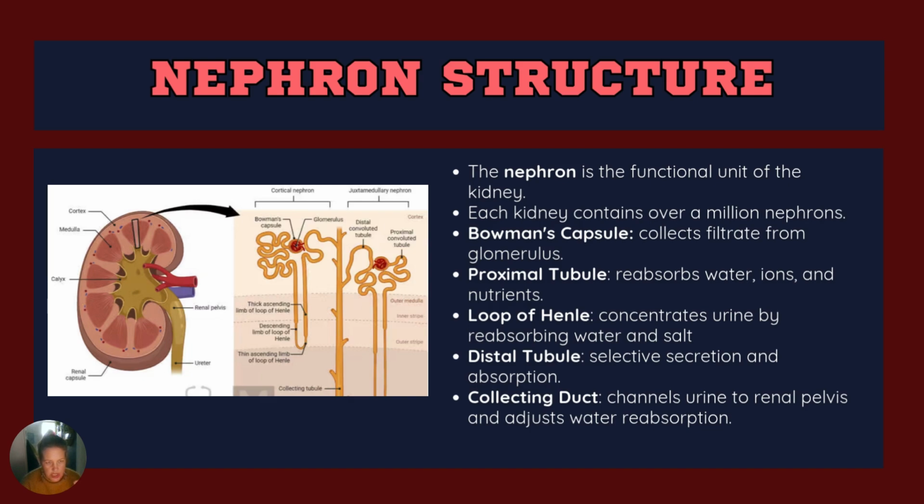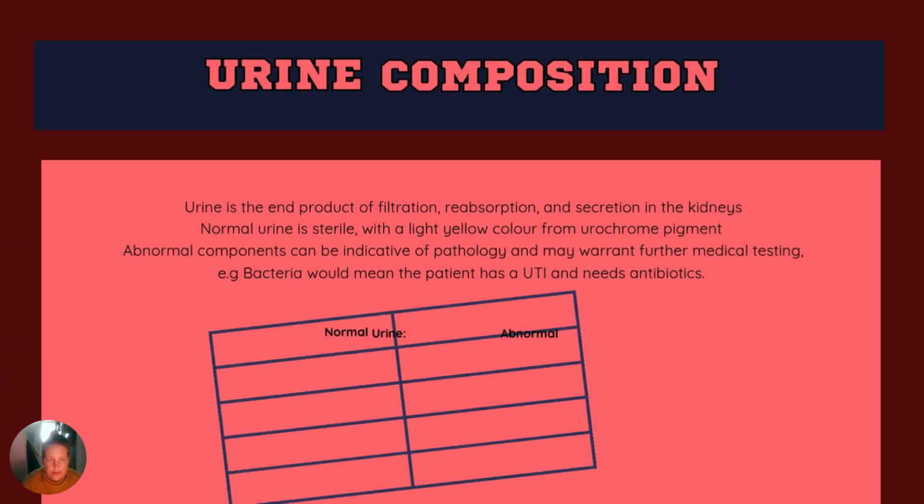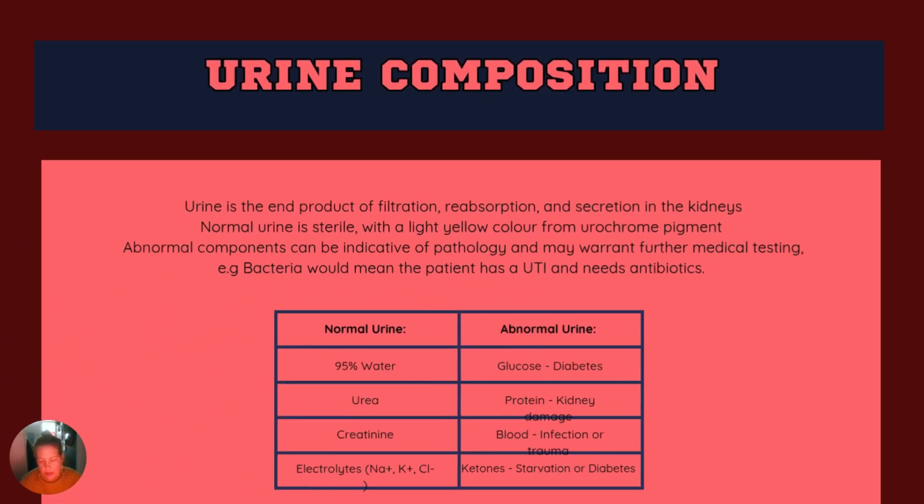The secretion occurs at the distal tubule, which is here and here, and the excretion occurs through the ureter and the urethra. So as part of the anatomy and physiology, one of the standards that we have to meet is that you have to know what the urine composition is. So urine is the end product of filtration, reabsorption and secretion in the kidneys.